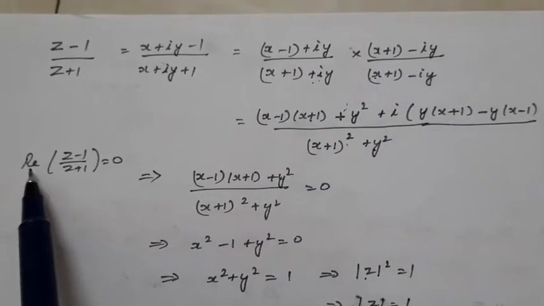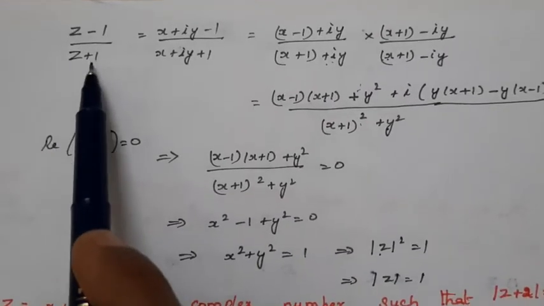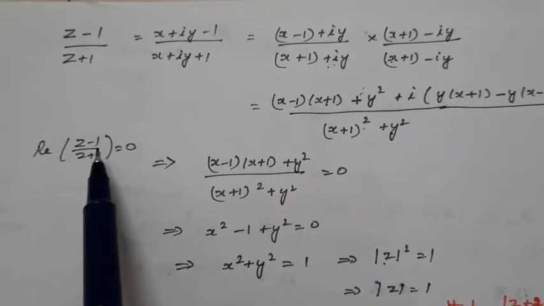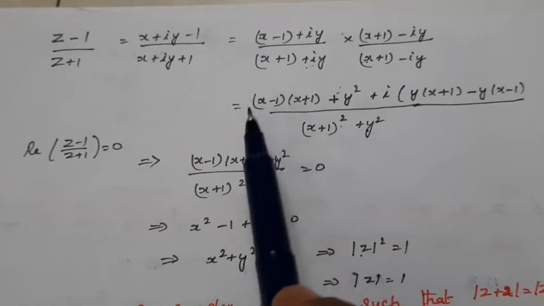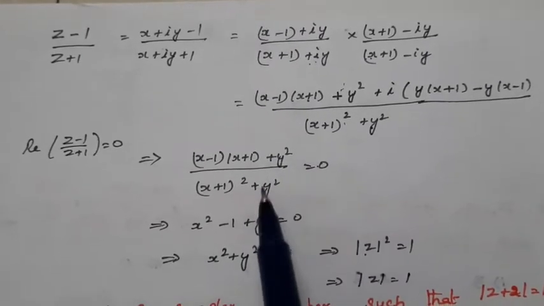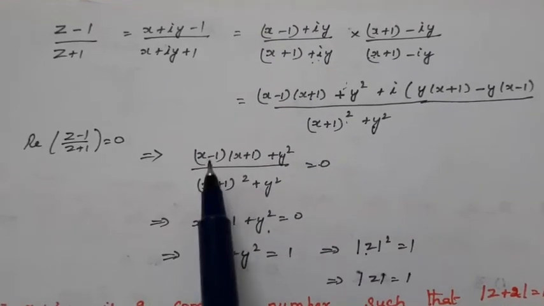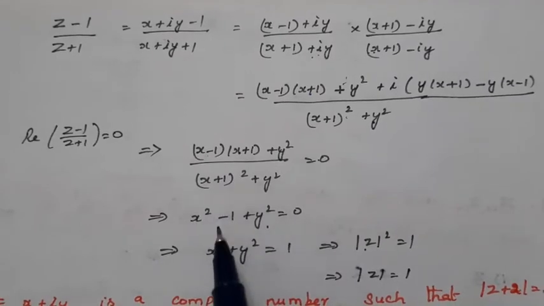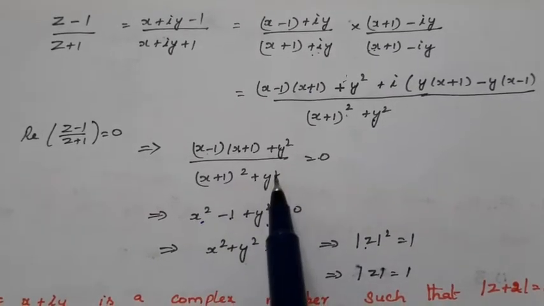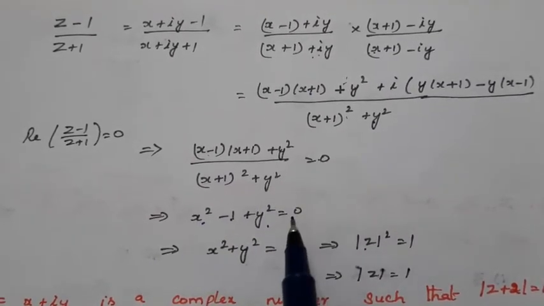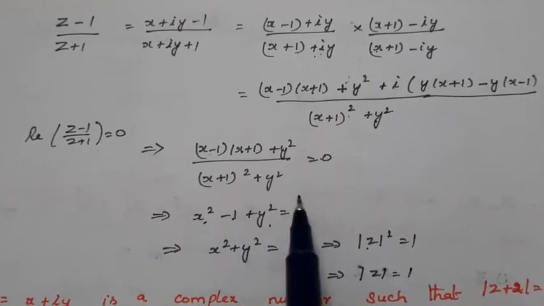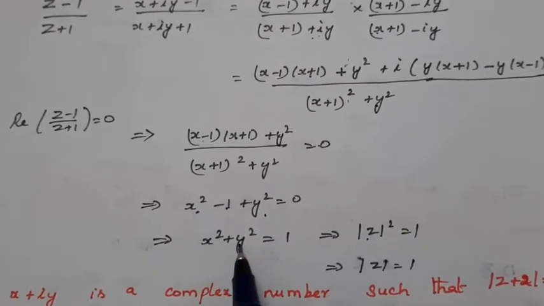But we need only the real part. As z minus 1 by z plus 1 is purely imaginary, the real part will be 0. So taking the real part alone and equating it to 0, we are going to get the required condition. That is x minus 1 into x plus 1 is nothing but x squared minus 1 plus y squared, and this will be multiplied with 0, it will become 0. And then moving this 1 to the opposite side, you will have x squared plus y squared equal to 1.